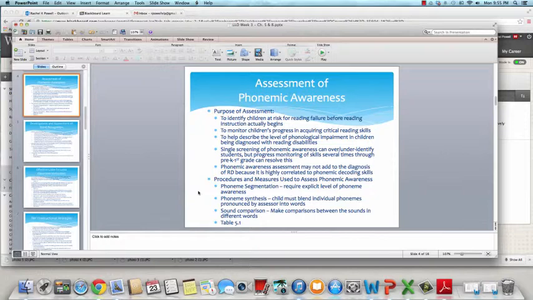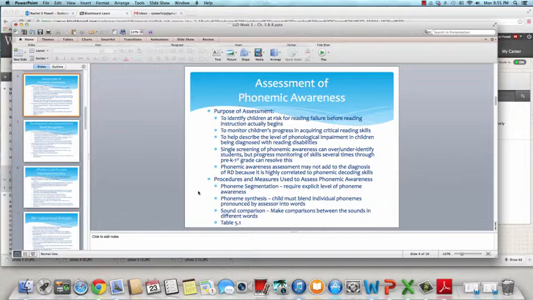Now, procedures and measures used to assess phonemic awareness. Essentially, there were lots of different measures out there, and then one study took everything together and broke it down into 3 basic skills. You have phoneme segmentation, which requires explicit level of phoneme awareness, and this is breaking the words down into the individual sounds, identifying the initial sounds in words, identifying the final sounds in words, but breaking the sounds apart.